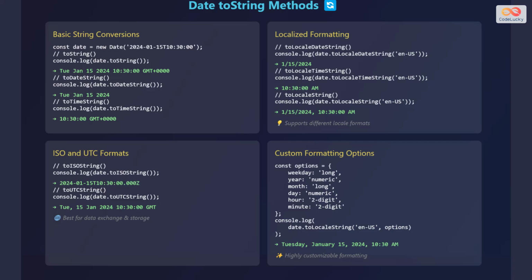Finally, the fourth section demonstrates custom formatting options by using an object to specify the formatting options like weekday, year, month, day, hour, and minute. This allows for highly customizable formatting of the date. The toLocaleString method then uses the options to display the date in a customized format. These methods provide a powerful way to handle date and time strings.